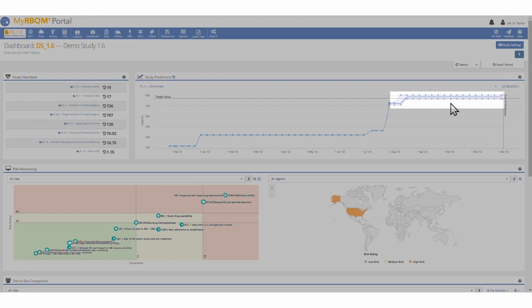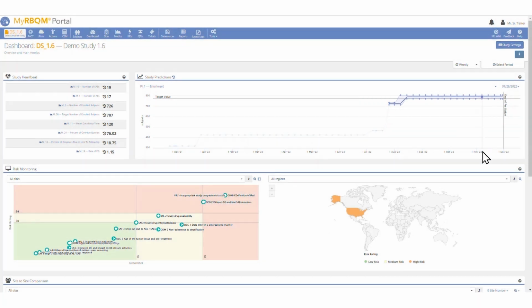The shaded area of the prediction indicates the confidence interval. This tells you that the system predicts, with a 95% probability, that future values will lie within this range.